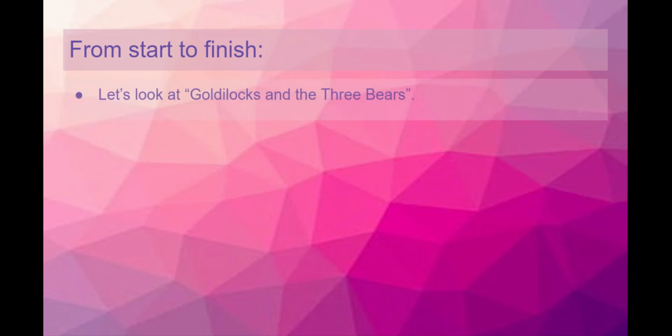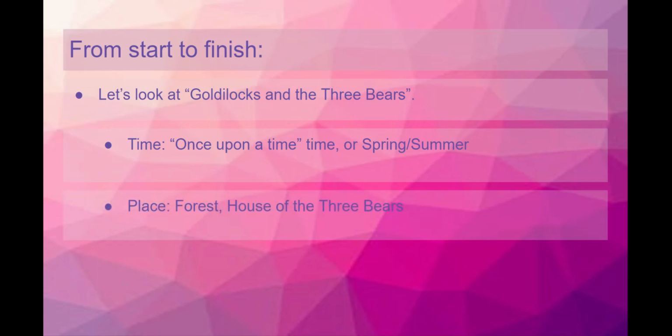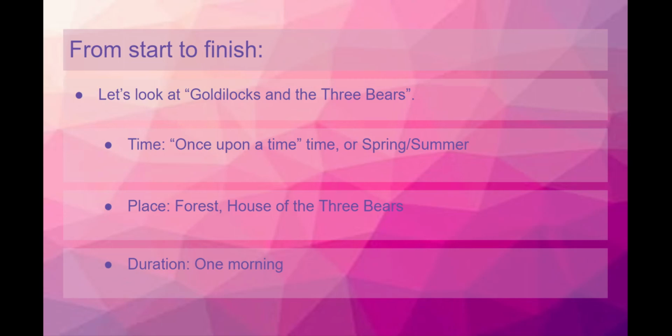So, let's look at Goldilocks and the Three Bears from start to finish. The time is once upon a time, or you can say spring or summer, because all of the fairy tale books that I've seen have trees that are full of leaves, and Goldilocks is not wearing a heavy coat and boots. The place is a forest, and it's also at the house of the three bears. And your duration is one morning.